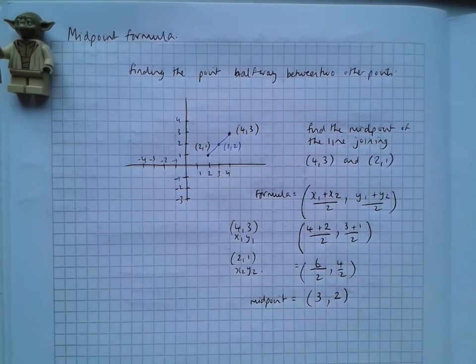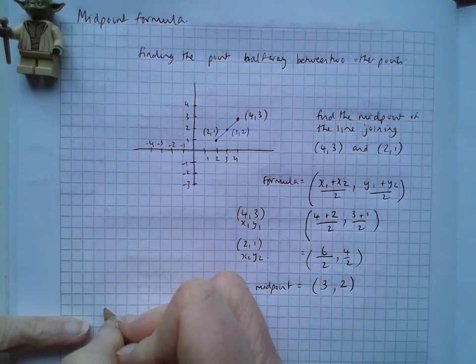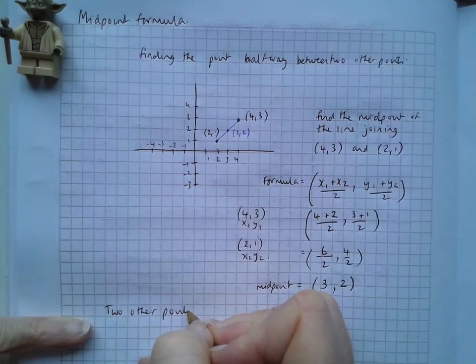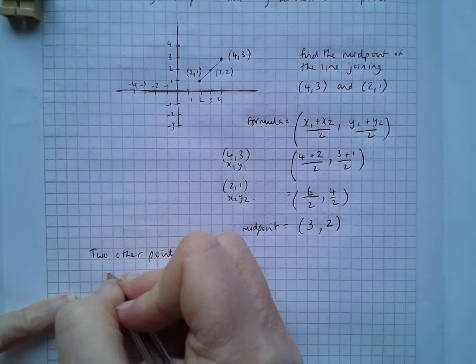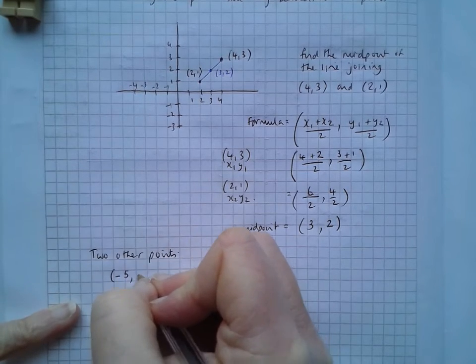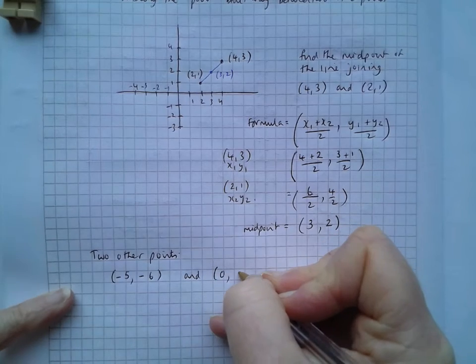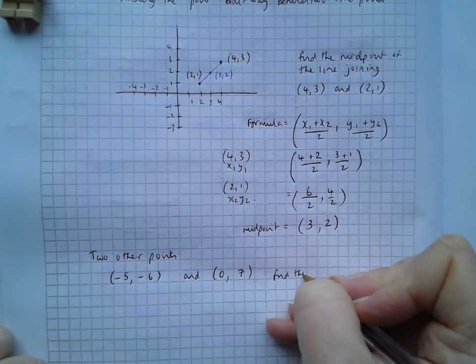Let's try it with some negatives just in case that makes it harder. So let's say we had two other points. We won't bother plotting these so much. Say we had the point minus 5, minus 6, and 0, 7. So what's the midpoint? Find the midpoint.